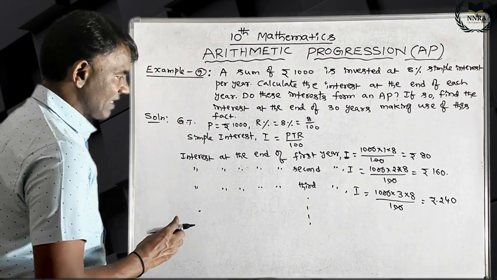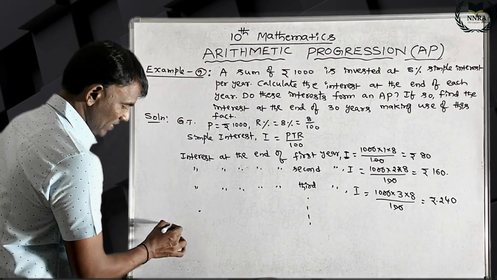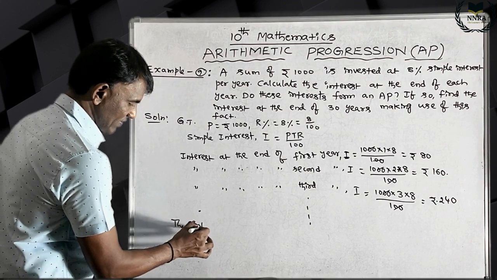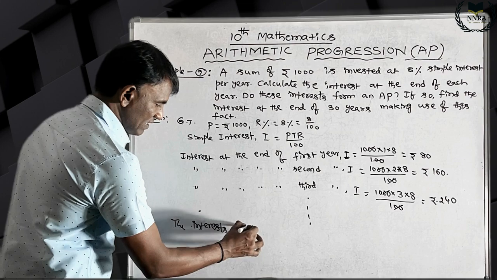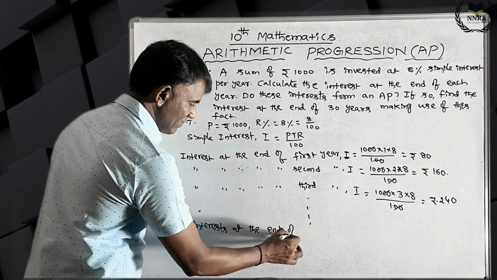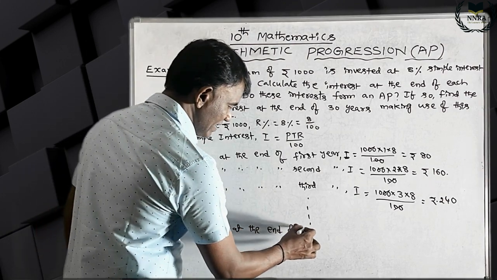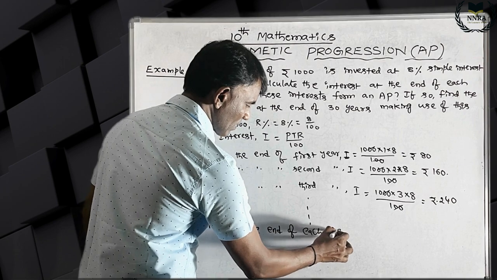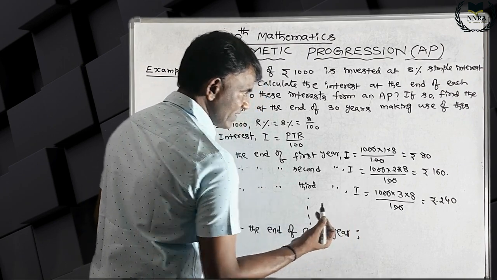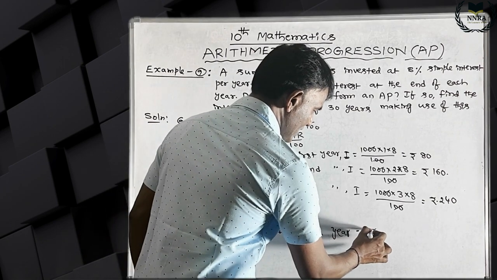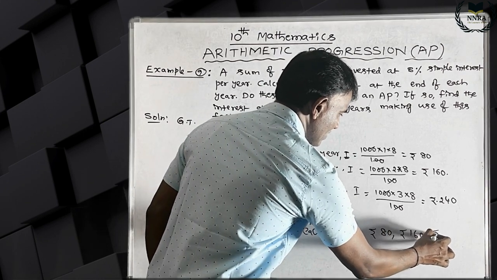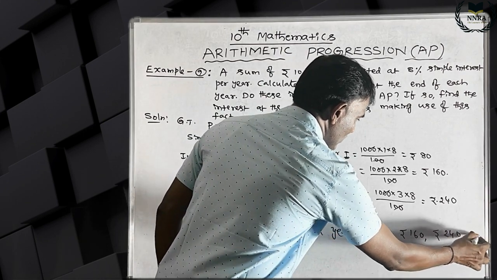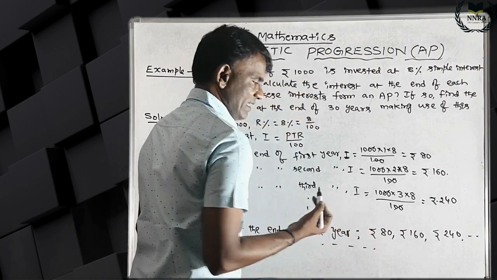Now the values are there. What about the first value? So the interests at the end of each year, then what is that first one? 80 rupees. Second one, 160 rupees. Third one, 240 rupees, and etc.